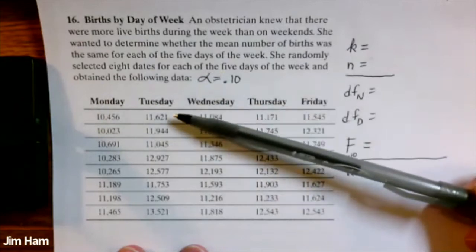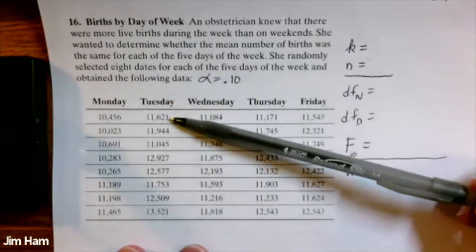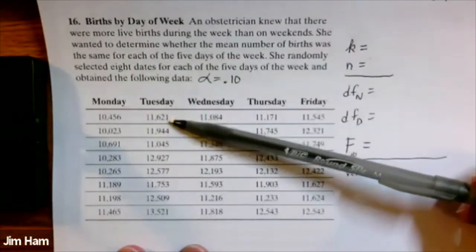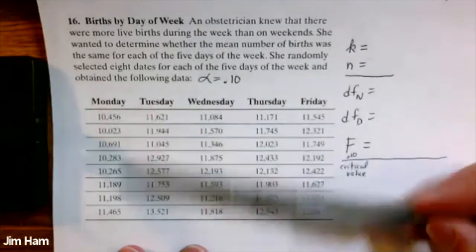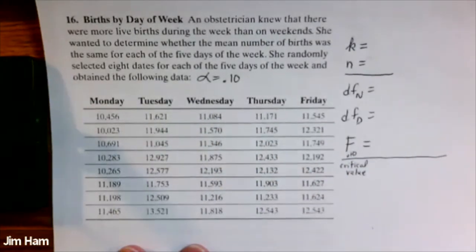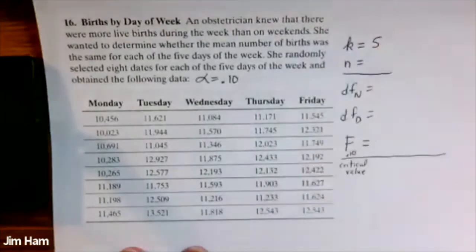So these represent the number of live births. Okay, so on this one randomly selected Tuesday, there were 11,621 births. I imagine that this was in the United States. And then they randomly selected other Tuesdays. And then they selected 8 Mondays and 8 Wednesdays and so on. Okay, so that's what the data mean here. Okay, good. All right, now go calculate the N.